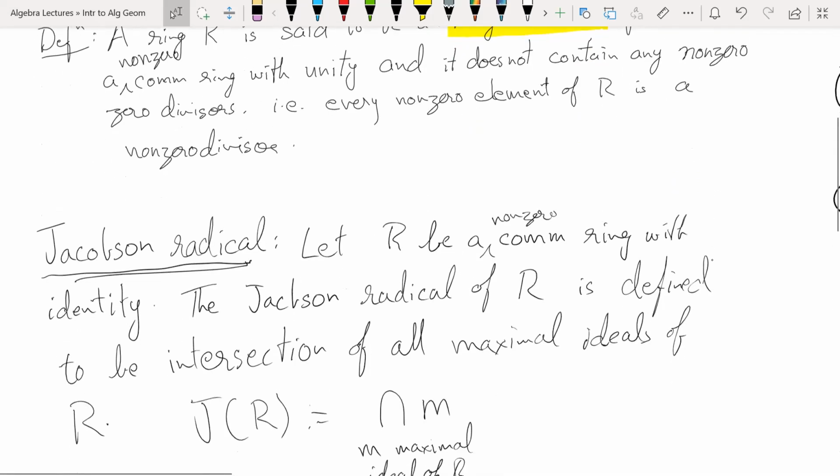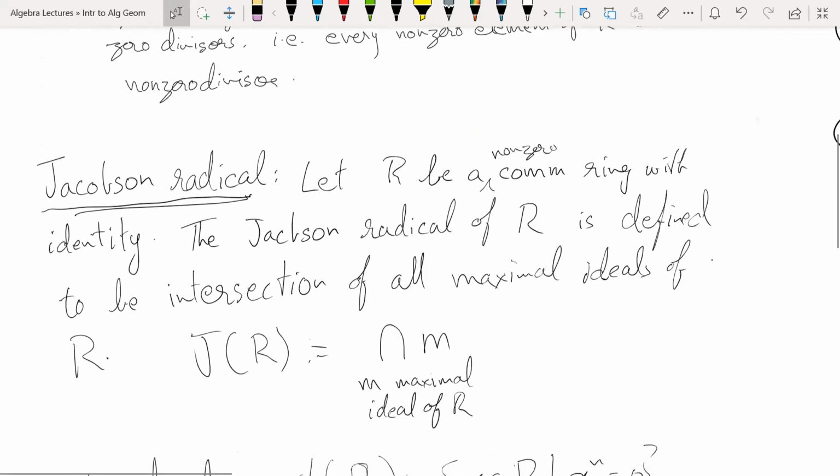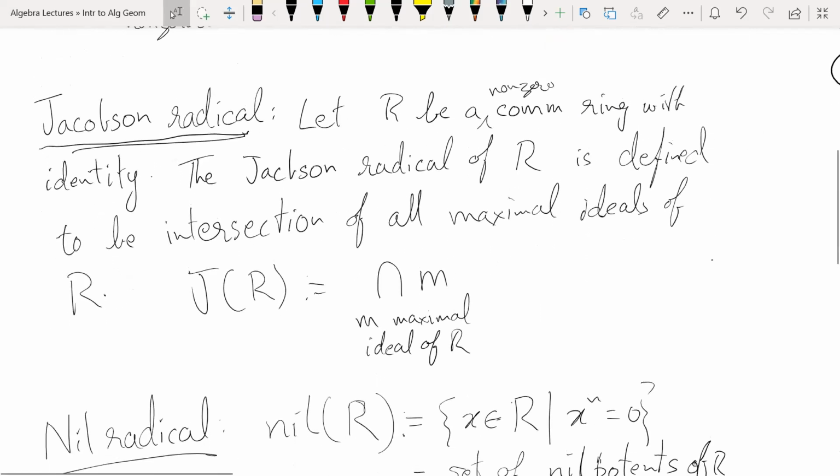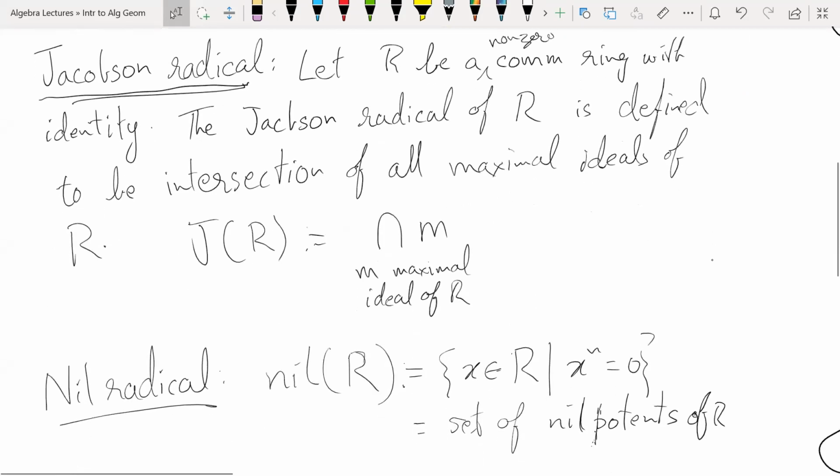So have you seen the Jacobson radical? The definition of the Jacobson radical? Yes, we have seen. So it's just the intersection of all maximal ideals of R. By definition, it's an ideal because it's an intersection of ideals.